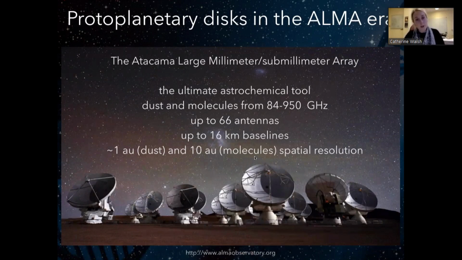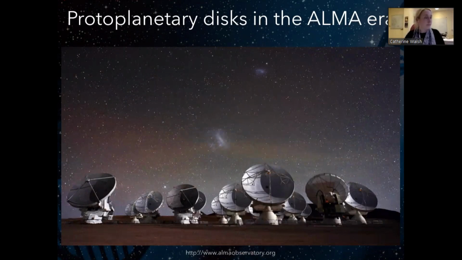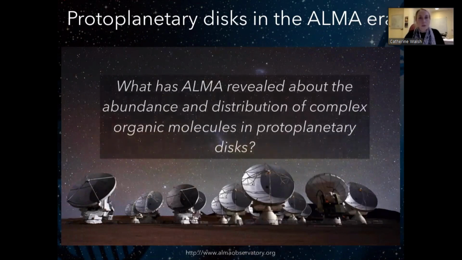So ALMA is really allowing us to map our dust, our planet-building material, and our gas, our molecules that will go into our comets and forming atmospheres, on spatial scales very similar to the size of the solar system, and really for the first time. So just moving on, I'm going to now talk about what ALMA has revealed about the abundance and distribution of complex organic molecules in protoplanetary disks.